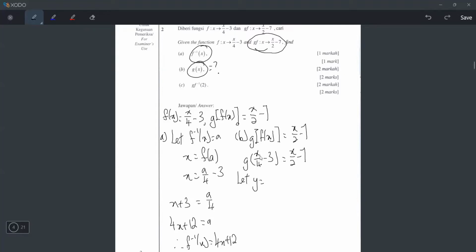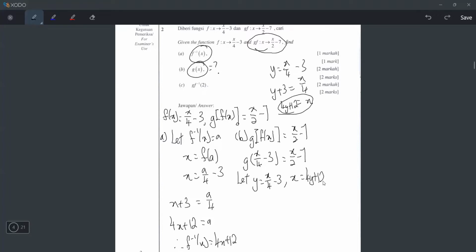Okay? And yeah, what's inside the bracket? X over 4 minus 3. All right? So the step is what? Let y equals to whatever inside the bracket, and then find x. All right? Okay, you let y equals to x over 4 minus 3, right? Now you try to find x from this equation. So x over 4 is y plus 3, and x equals to 4y plus 12.